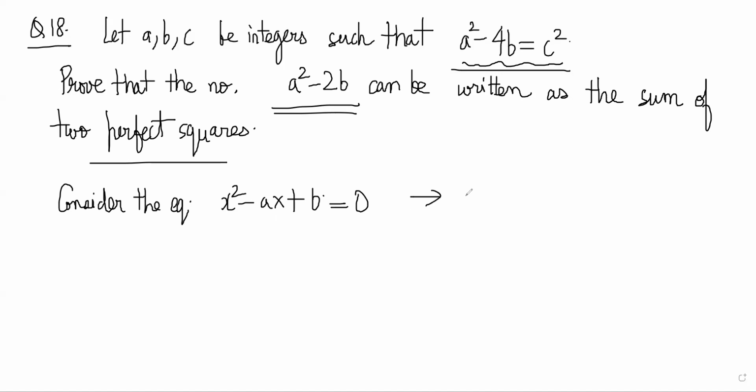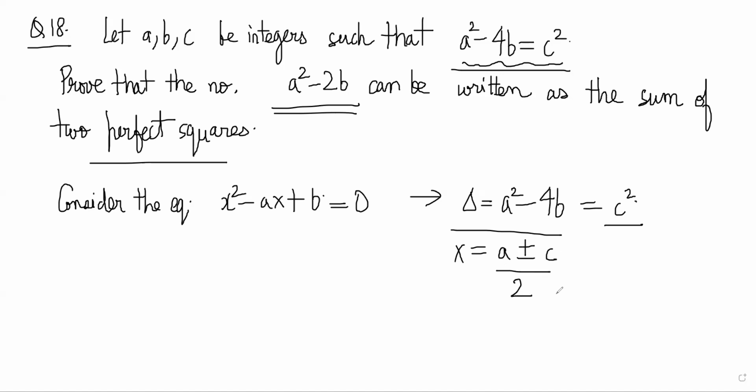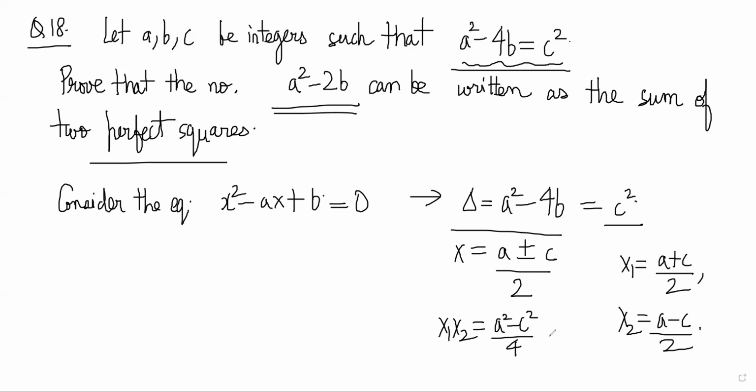The discriminant of this equation is a square minus 4b. Now we know that a square minus 4b is equal to c square. So therefore the equation will have solutions x is equal to a plus minus c by 2. Right? So basically one root is x1 which is a plus c by 2. The other root is x2 which is a minus c by 2. So what follows from here is that the product of the roots x1 x2 will be a square minus c square by 4. Right?